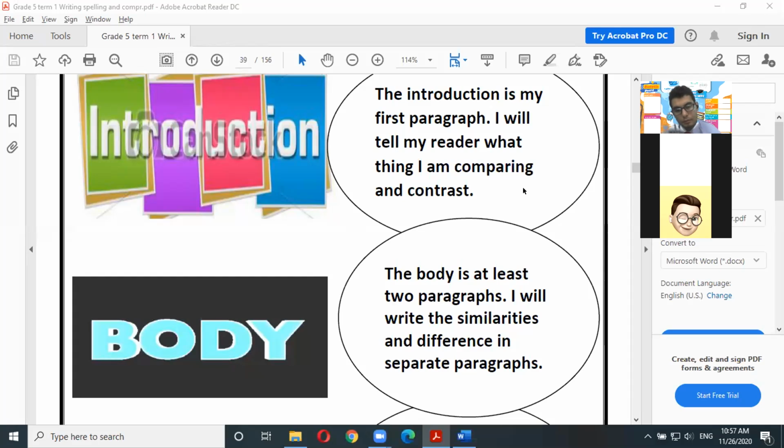Ahmed Habib. Yes, mister. So in the introduction, what am I going to write? I will write what I will talk about. So what are you going to talk about here? Like an example, an apple and a banana. Yes, so you're going to tell your reader that you're going to compare and contrast in this paragraph, right? Yes, very good.